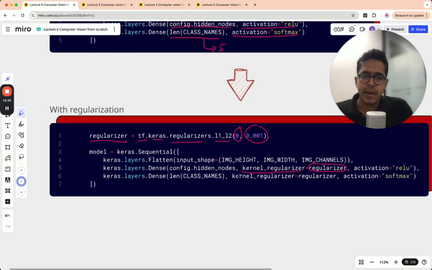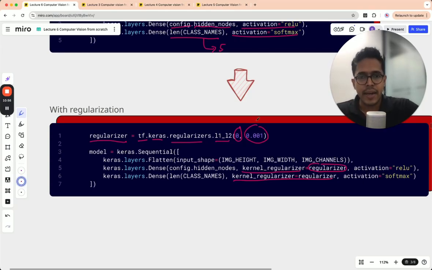In the output layer also, we apply the kernel regularizer with the regularizer. And this tells the model to apply regularization to the weights between the hidden layer and the final layer before applying the softmax. So hopefully this will prevent the weights in those layers from being extremely big, and hopefully this will make our model better.